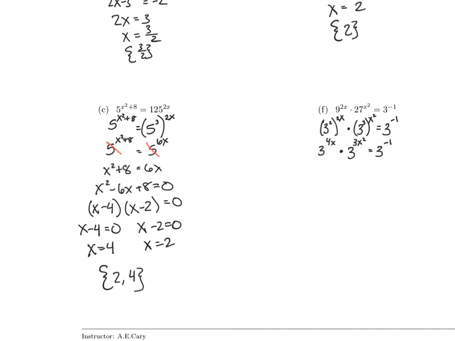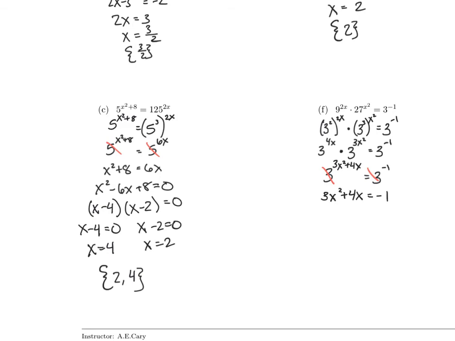So this is going to be 3 to the 3x squared plus 4x, I'm adding my exponents together, is equal to 3 to the negative 1. And now that I just have one base on either side, now I can cancel those out. And we get 3x squared plus 4x is equal to negative 1.